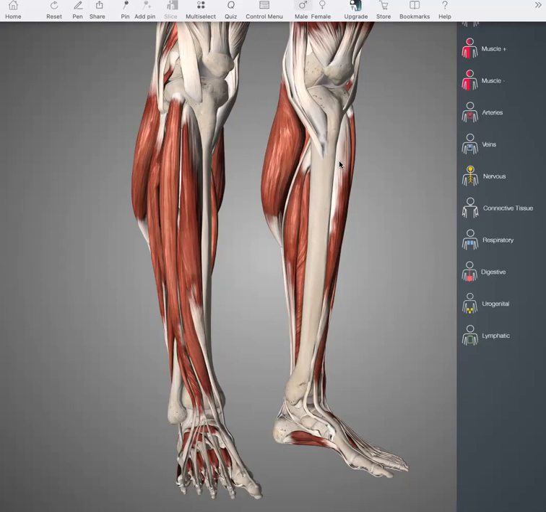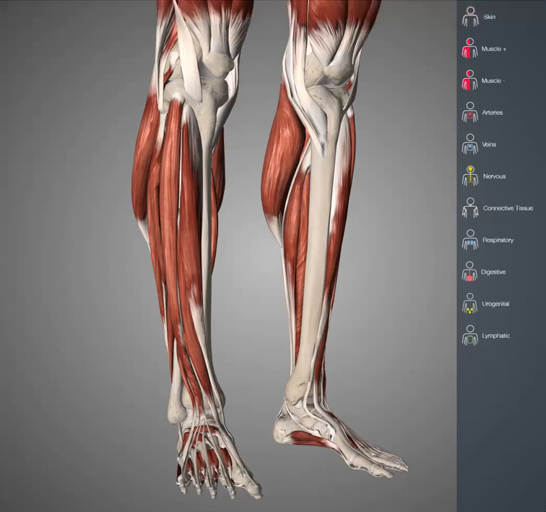Okay, so I will just go ahead and start explaining the muscles. First, we're going to start with the anterior compartment of the leg. The leg here that we are referring to is the part of the lower limb that is below the knee.